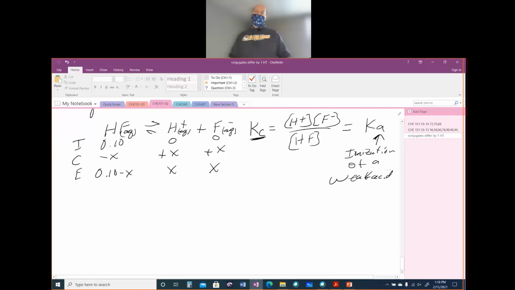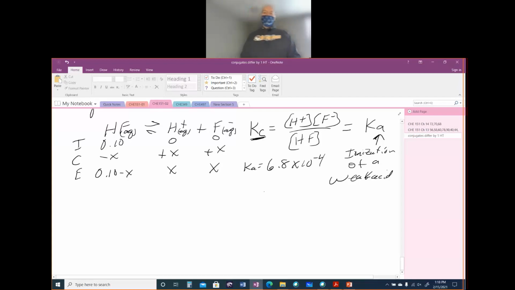It is exactly the same as Kc. We're just designating that, yes, this is exactly the same as Kc, but this is for a weak acid. And so we are calling it Ka. All right, so we look at the Ka chart for HF, and we find that this Ka is equal to 6.8 times 10 to the minus 4.